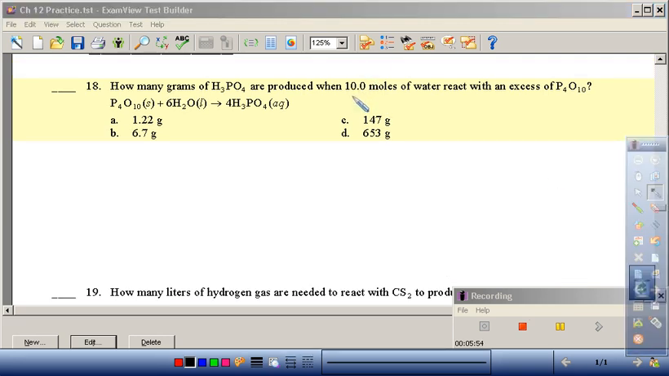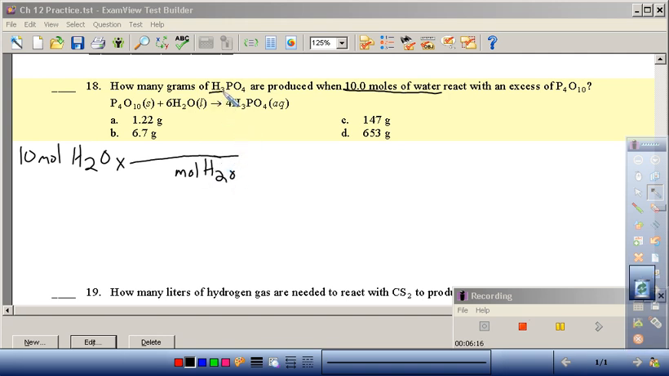Alright, I'm going to start off with my given. Again, don't worry about the word excess or anything like that. I got 10 moles of water. And I don't want the water. Now, what do I want? I want this chemical here. Okay, so that's a mole-to-mole ratio.